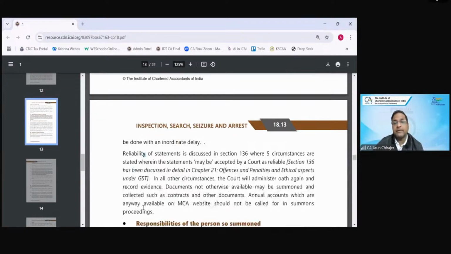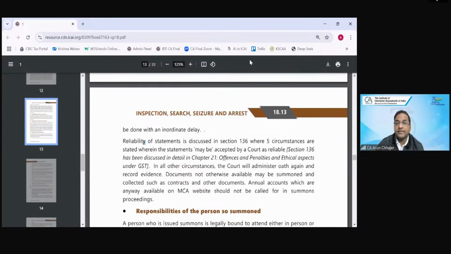Reliability of statement is discussed in section 136, wherein 5 circumstances are stated in which the statement may be accepted by a court as reliable. Section 136 has been discussed in detail in the chapter.